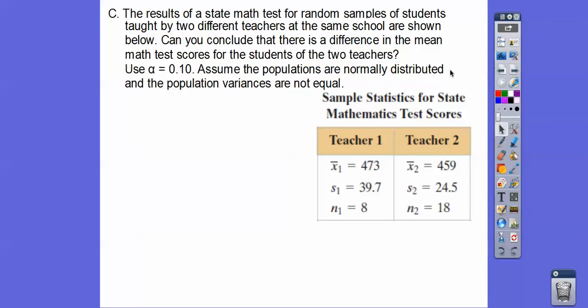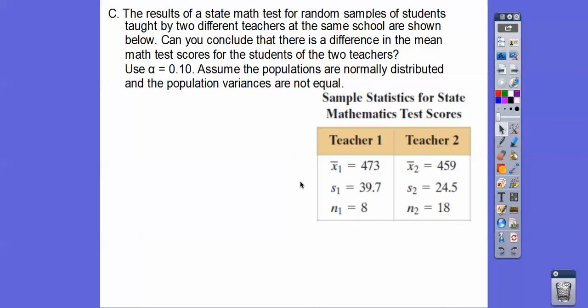The results of the state math test for random samples of students taught by two different teachers at the same school are shown below. Here's the mean of teacher 1, the sample standard deviation, and the sample size. Notice that's less than 30, so we have to look for the words "the population is normal," and that's where it says it right here: the populations are normal, okay? And then here's the second mean, the second sample standard deviation, and the second sample size.